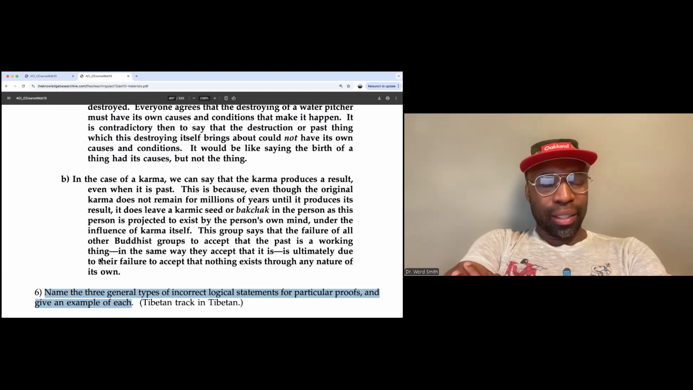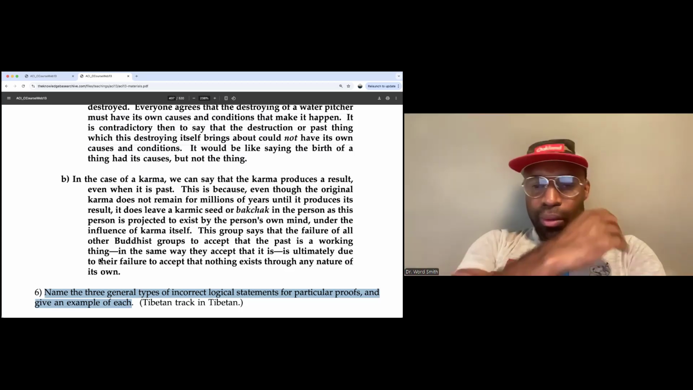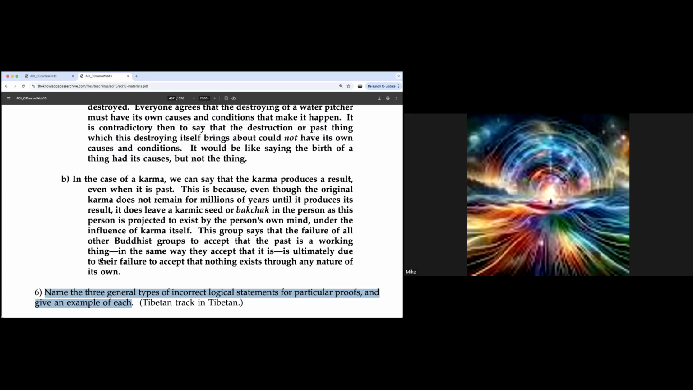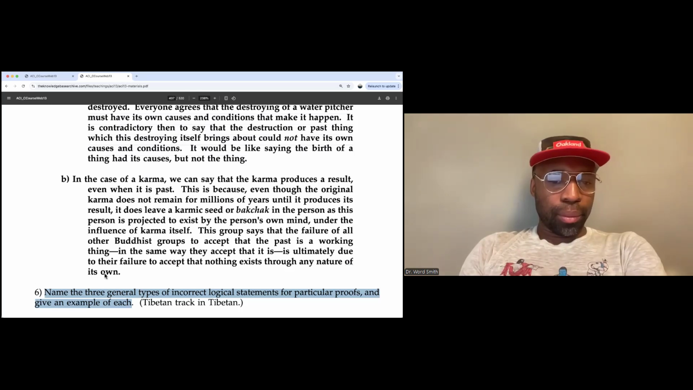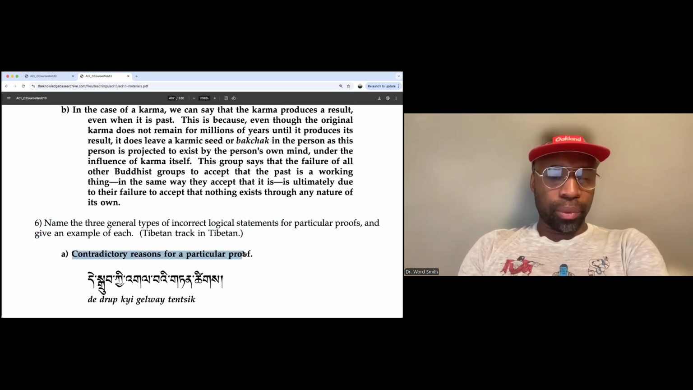It doesn't actually refer to the reason, the subject. It's some kind of incomplete reason, or it's a contradictory reason. It's stuff like that. Yeah, contradictory reasons for a particular proof.